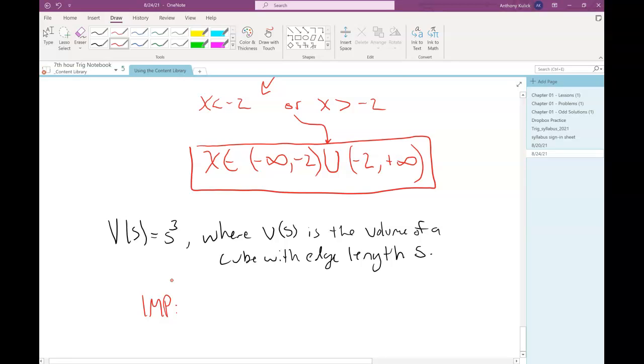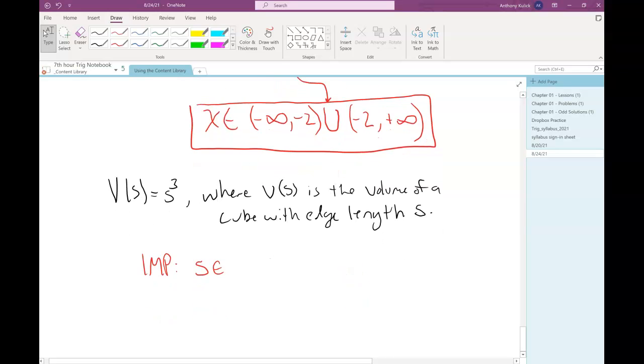So again, if we're talking about a domain, we're talking about the independent variable. I can tell from the function notation that s is our independent variable, right? In our sentence there, what is s representing? The edge length for a cube, right?